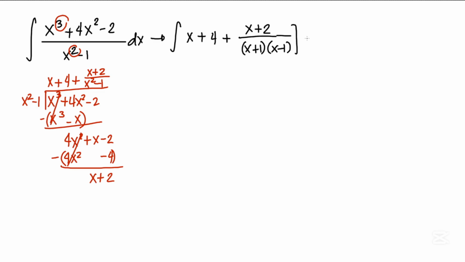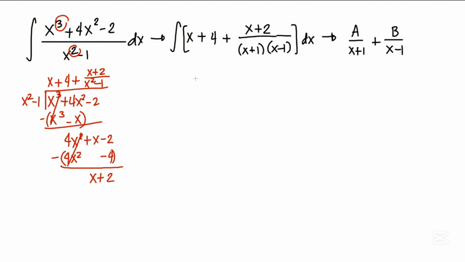Okay, so all of them have dx. With that, we will just leave out x plus 4 for now and focus on x plus 2 over x plus 1 times x minus 1. I know that you already know we can rewrite that as a over x plus 1 plus b over x minus 1 since our degrees are just 1.